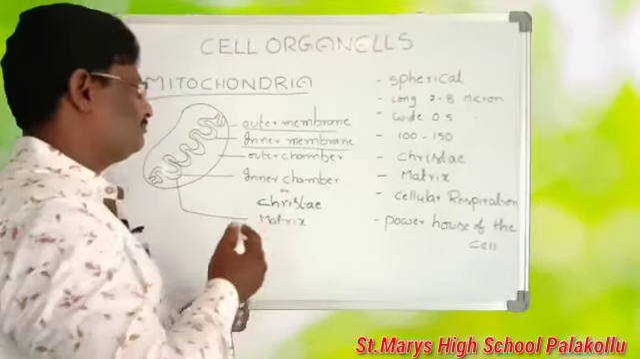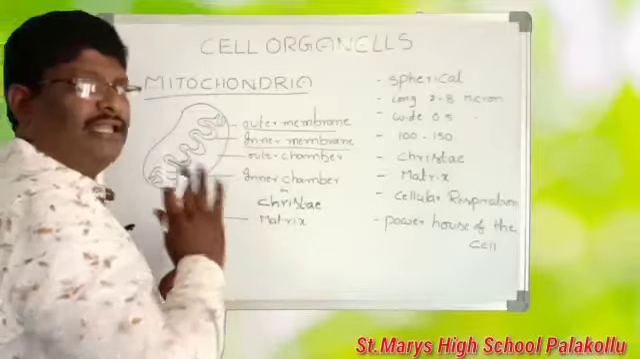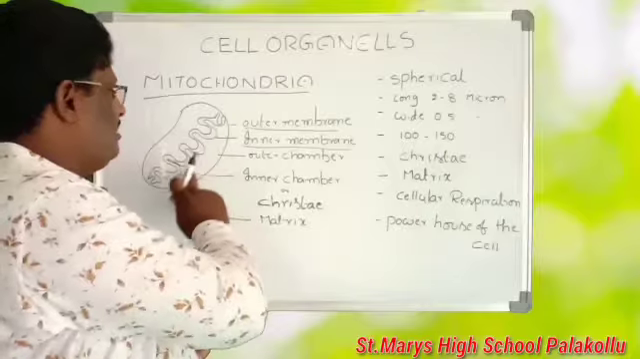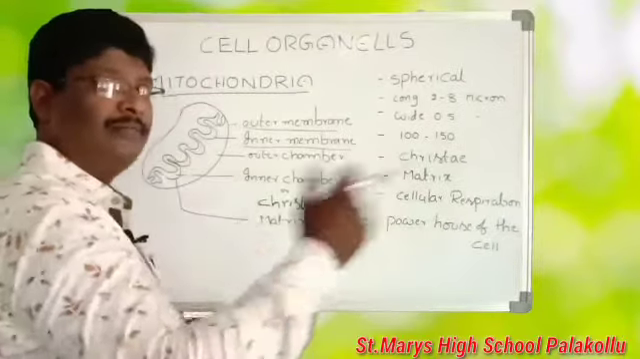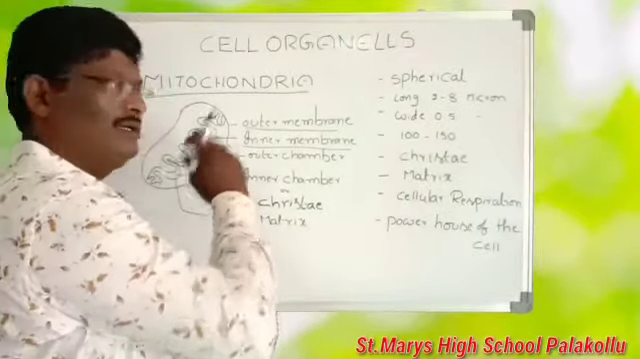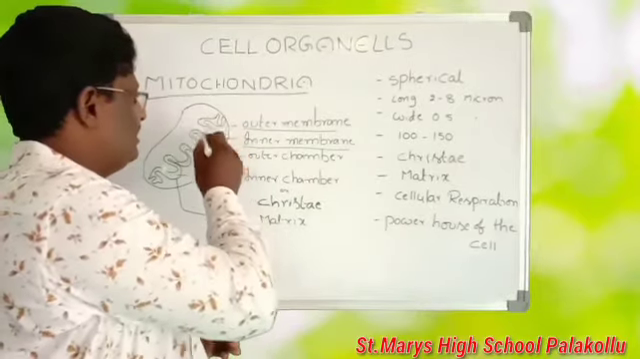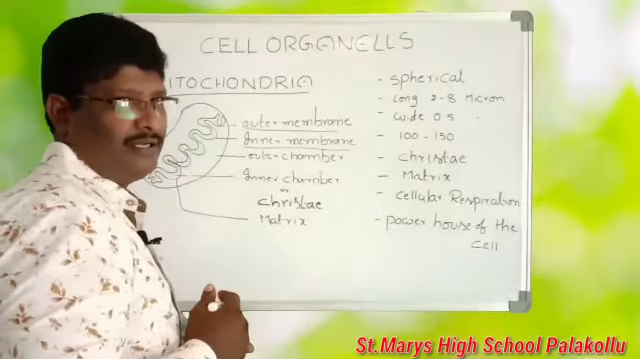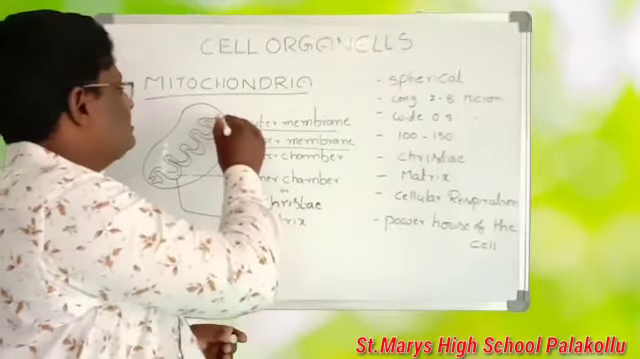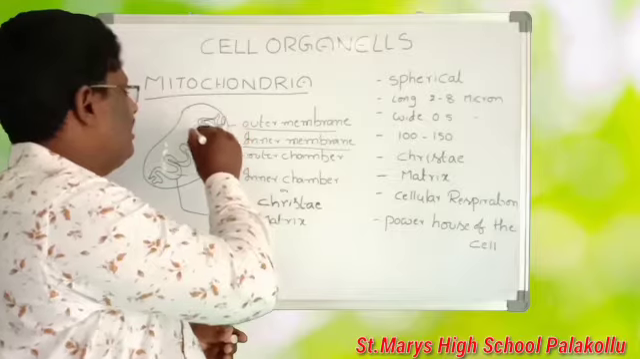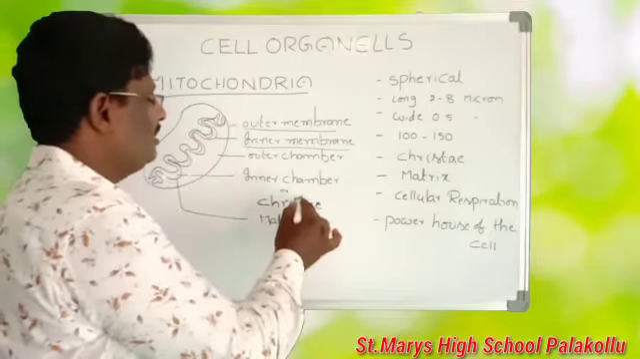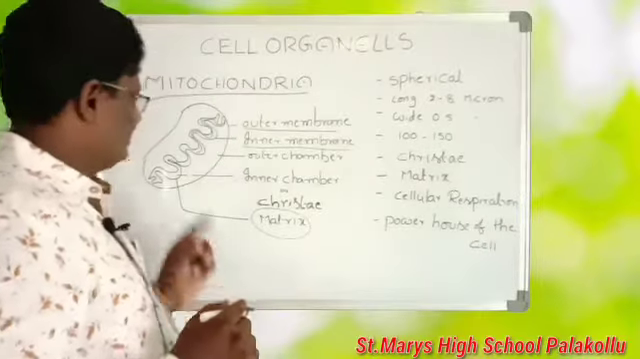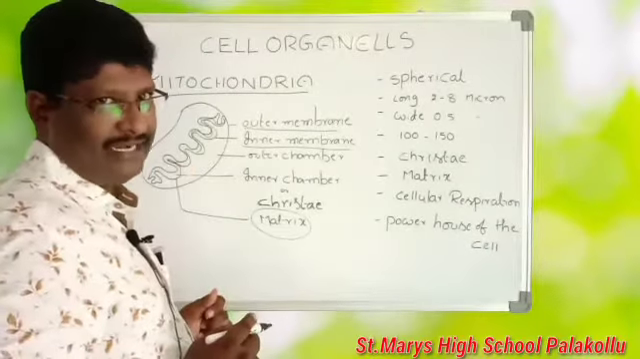Next, there are also two chambers. This empty space is called the outer chamber. Inside the layer there is a chamber-like structure, that is called the inner chamber. This inner chamber is also called the matrix.